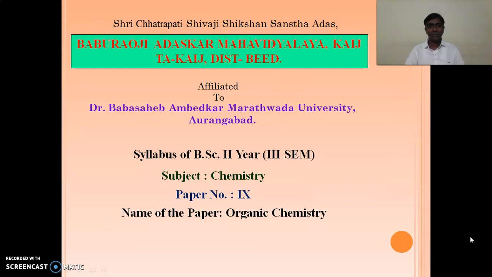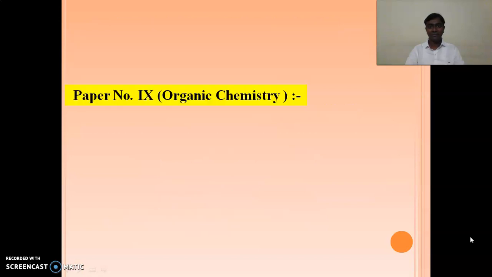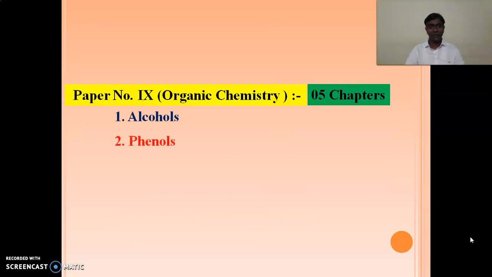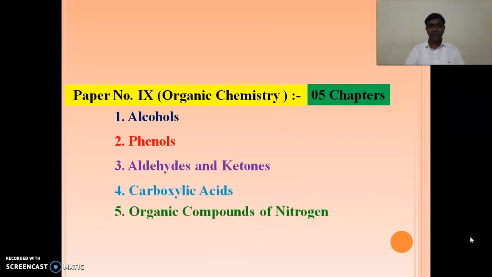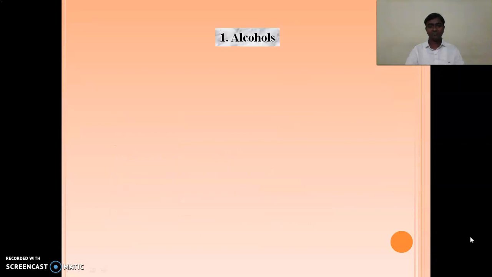In this video, I am going to present the syllabus of B.Sc second year, third semester. The paper number is 9 and the name of the paper is Organic Chemistry. Friends, in this paper number 9, Organic Chemistry, we have to study 5 chapters. The first chapter is alcohols, the second chapter is phenols, the third chapter is aldehydes and ketones, the fourth chapter is carboxylic acids, and the fifth chapter is organic compounds of nitrogen.